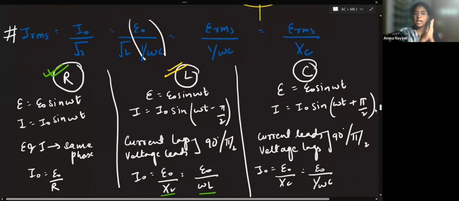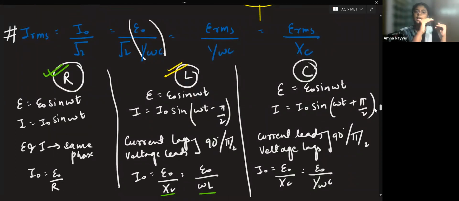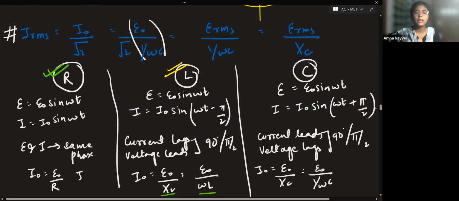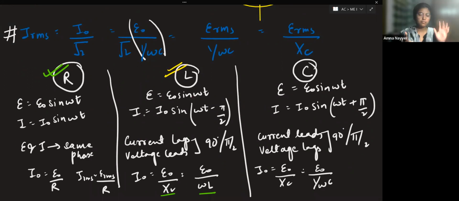For circuits having only resistor, E was equal to E naught sine omega t. Current is equal to I naught sine omega t. EMF and current both are in the same phase. So formula of current will become I naught is equal to E naught by R and IRMS will be equal to ERMS divided by R. This is clear, circuits having only resistor.